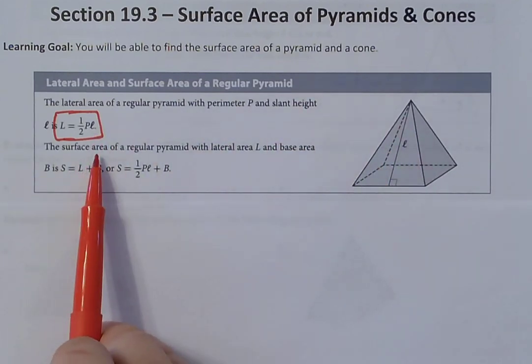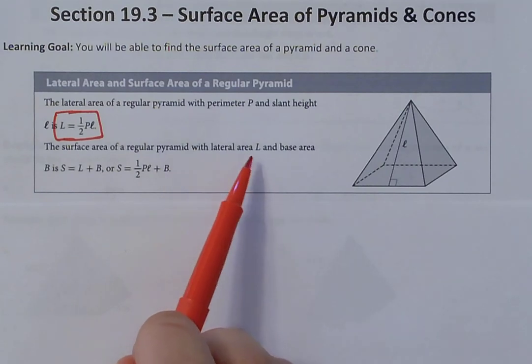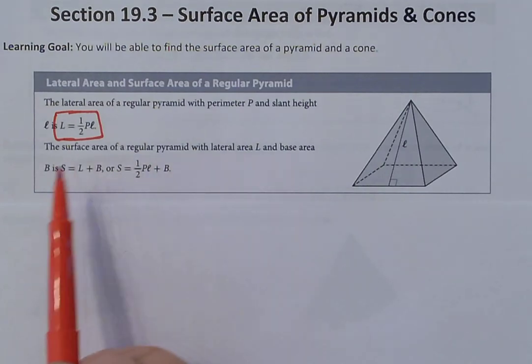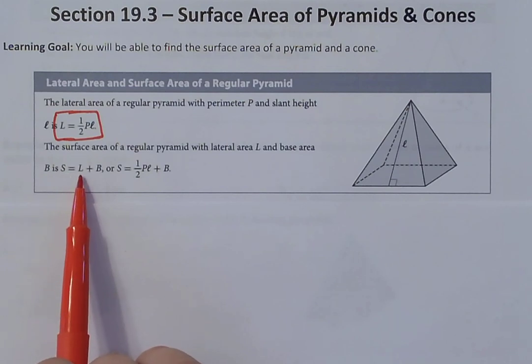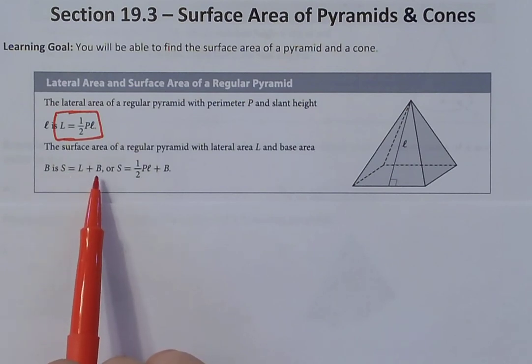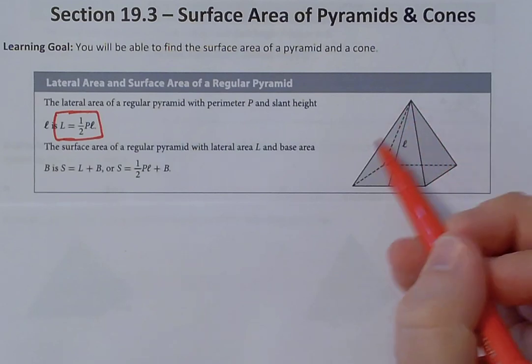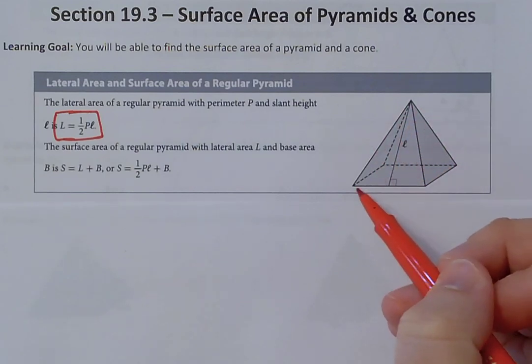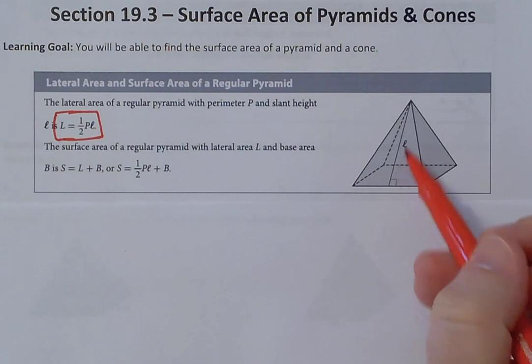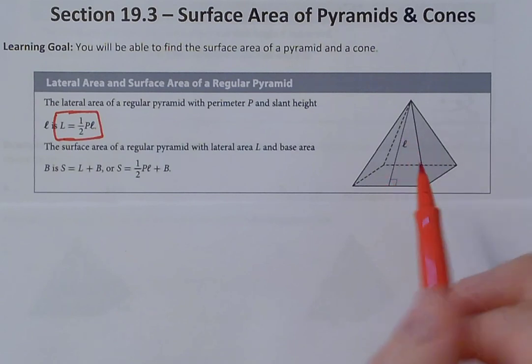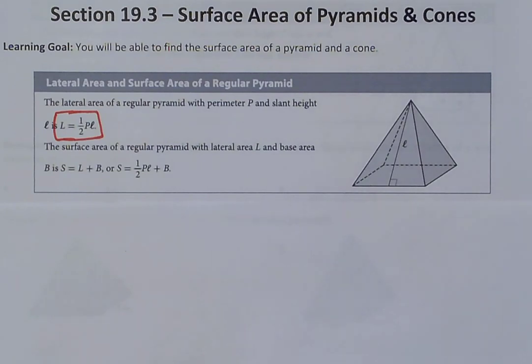Now, the surface area of a pyramid with lateral area L and base area B is: surface area equals the lateral area plus the base area. So once you figure out the lateral area, you then need to figure out the area of the base, and then to figure out your surface area, you add those together. If we're thinking a rectangular base, it's length times width. If we're thinking a triangular base, it's 1/2 base times height.